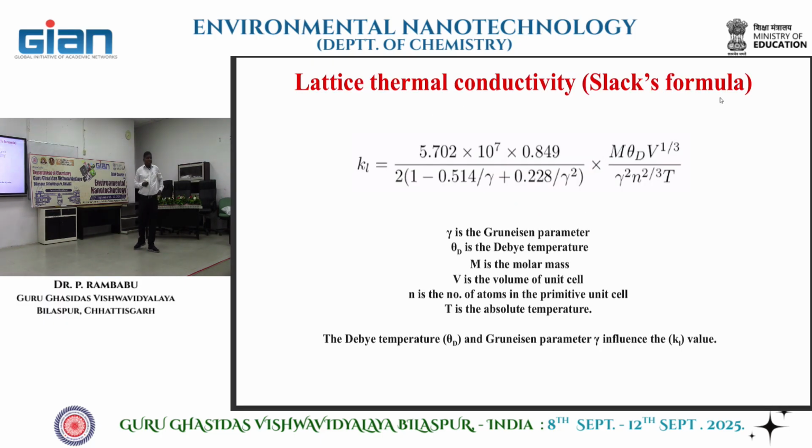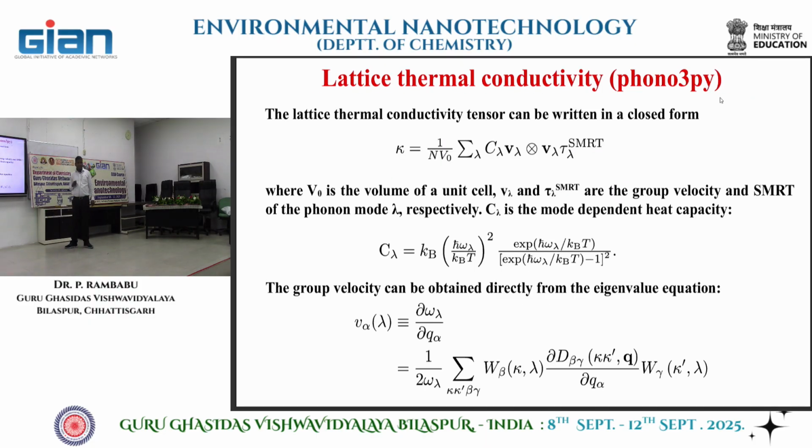Then I have estimated the lattice thermal conductivity by using Slack's model, which is a purely empirical model. In Slack's model, it depends on the Grüneisen parameter, which gives you the anharmonicity in the crystal, T is the absolute temperature, and theta_D is the Debye temperature that I found. So I know the Debye temperature and all these parameters, and I can find the lattice thermal conductivity as a function of temperature. And I have also used Phono3py, which gives relatively more accurate thermal conductivity. So I can get the thermal conductivity tensor here.